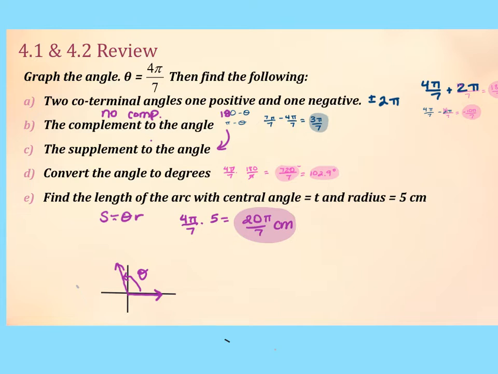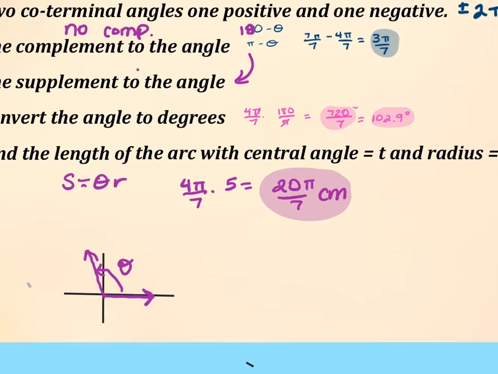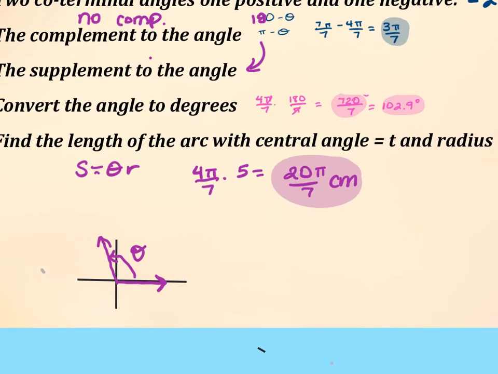And then conversion from radians to degrees, you're going to multiply by 180 over pi. This time you got 720 over 7, which is 102.9 degrees rounded. If I was going to convert it back the other way, I'd multiply times pi over 180.